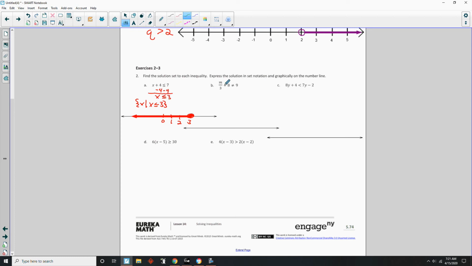B, m divided by 3 plus 8 does not equal 9. If I subtract 7 from both sides, then I'm going to get m divided by 3 is not equal to 9 minus 7 is 2. Multiply both sides by 3 to get rid of that 3. The 3 is positive, so nothing changes, but it's not an inequality. Well, it is an inequality, but it's not less than or greater than. So m cannot equal 6.